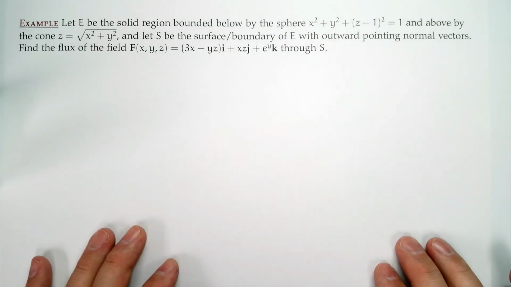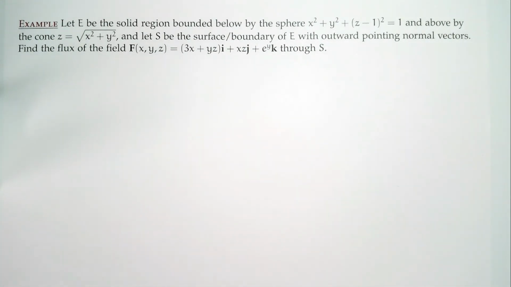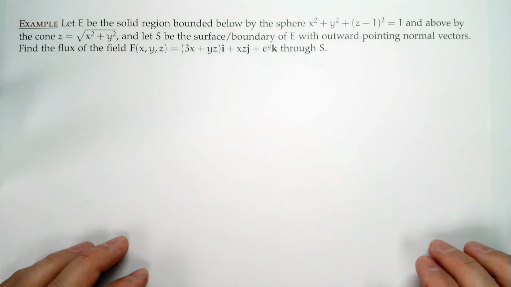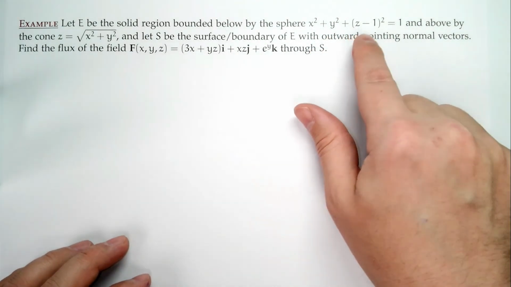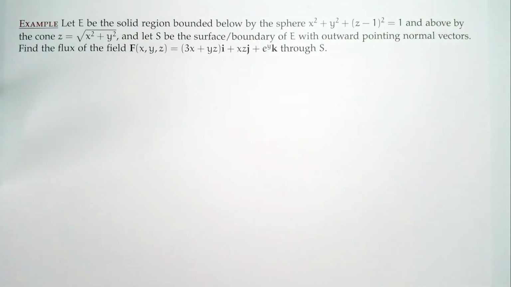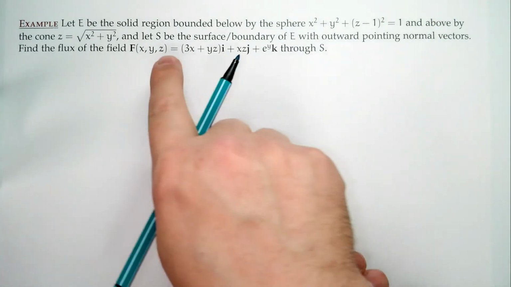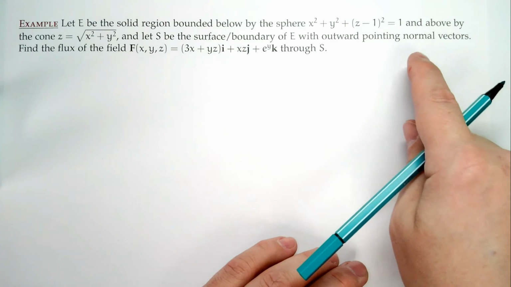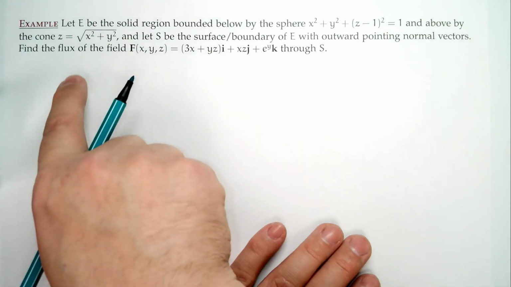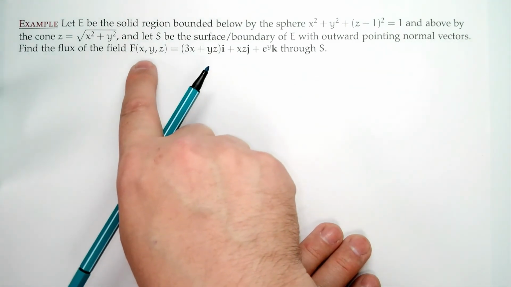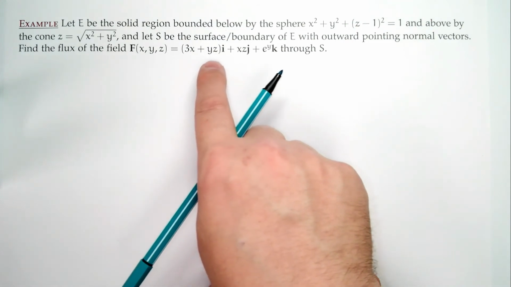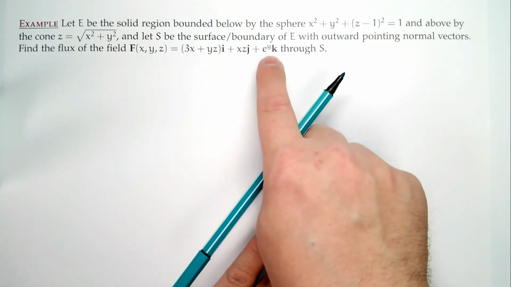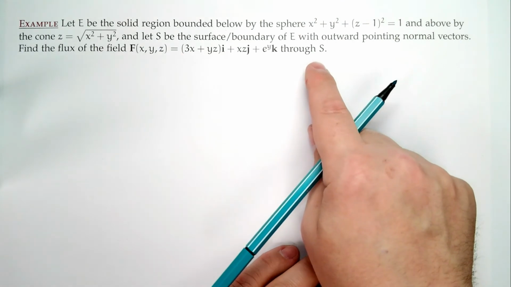Our last example for the day. Let E be the solid region bounded below by the sphere x squared plus y squared plus (z minus 1) squared equals 1, and above by the cone z equals the square root of x squared plus y squared. And let S be the surface and boundary of E with outward pointing normal vectors. Well, they're always outward pointing. Find the flux of the field F of x, y, z equals (3x plus yz) i plus x e j plus e to the y k through S.